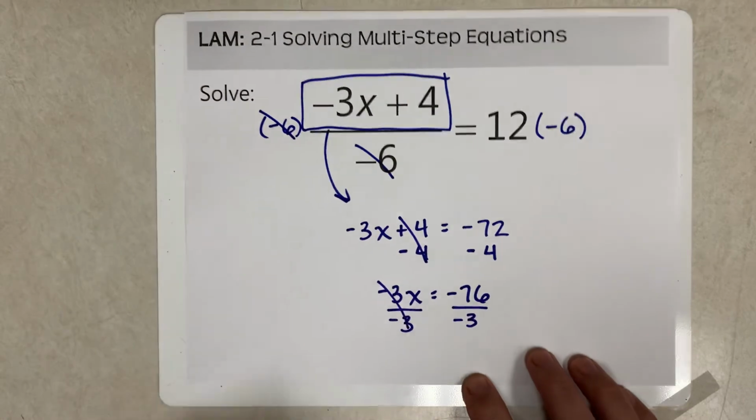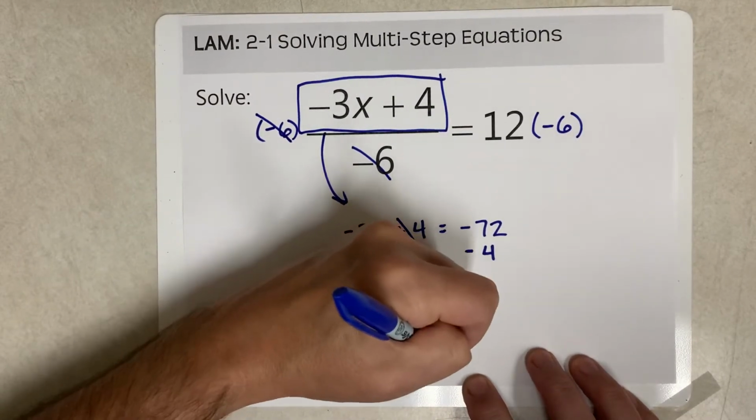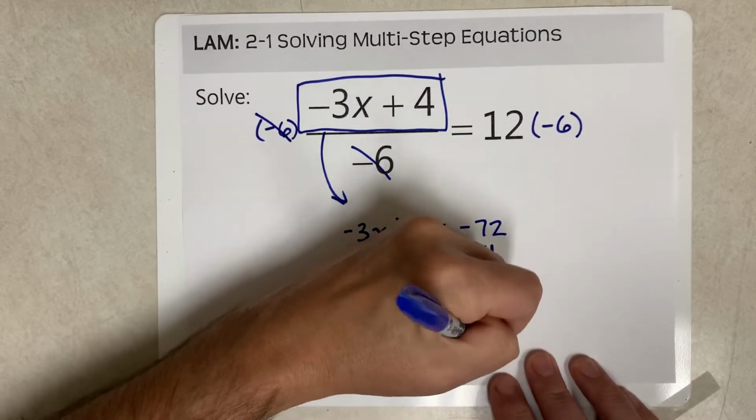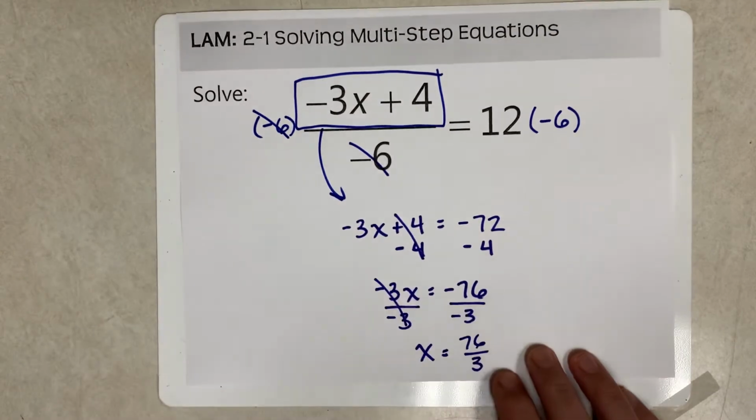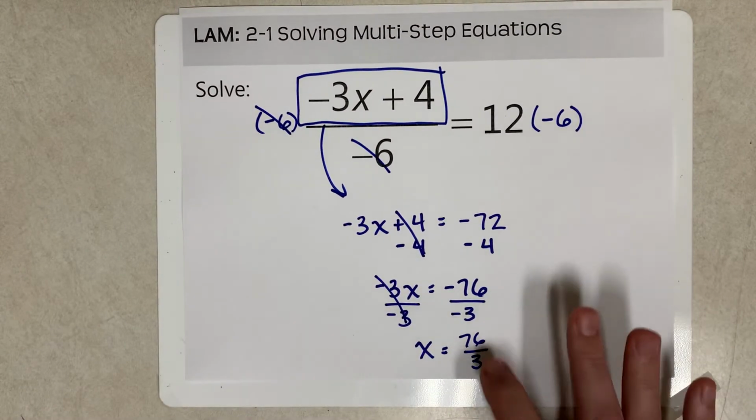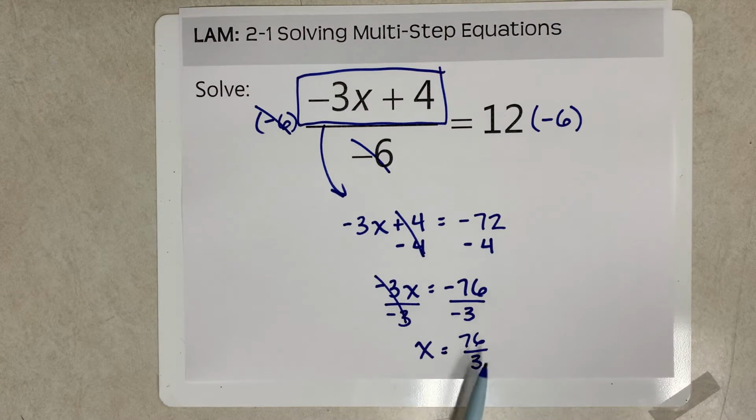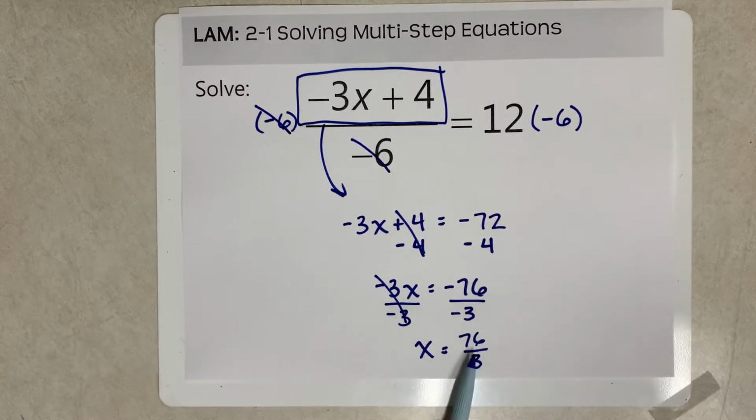Those cancel. And now x is equal to positive 76 over 3. Can you simplify that? 76 and 3 have nothing in common. 6 plus 7 is what? 13? And 13 is not a multiple of 3. So therefore, that fraction, you just leave like that. Don't turn it into a mixed number. Just leave it as an improper fraction, and we're fine with that.